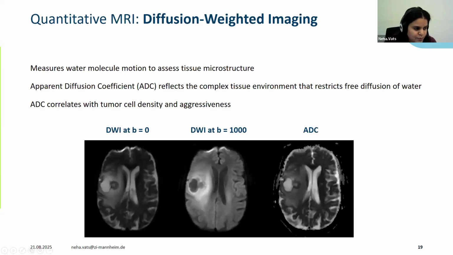Here I show you an example of a DWI image. First one is a normal DWI image at B0, and then DWI image at B1000, and then we compute an ADC map, that is apparent diffusion coefficient, and here also you can clearly see a tumor region nicely visible on an ADC map. So this ADC map is used for tumor cell density and to know the aggressiveness of the tumor.